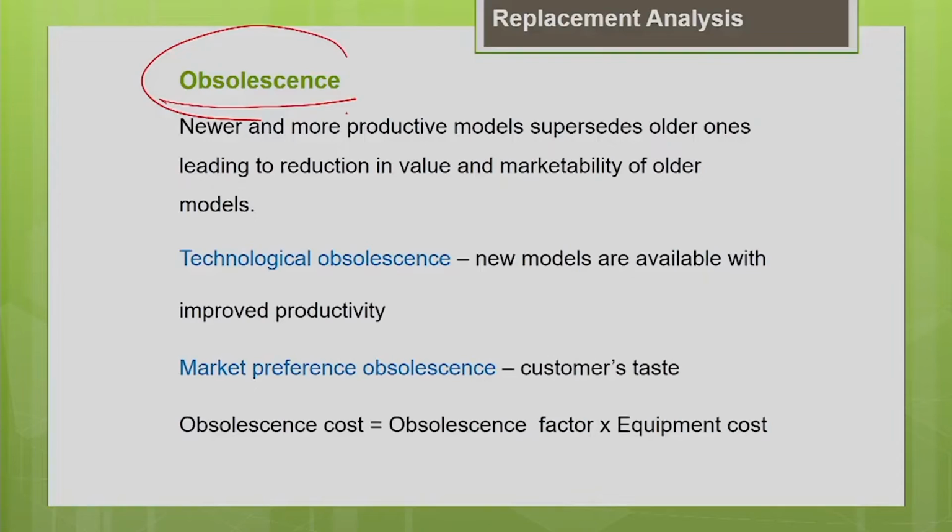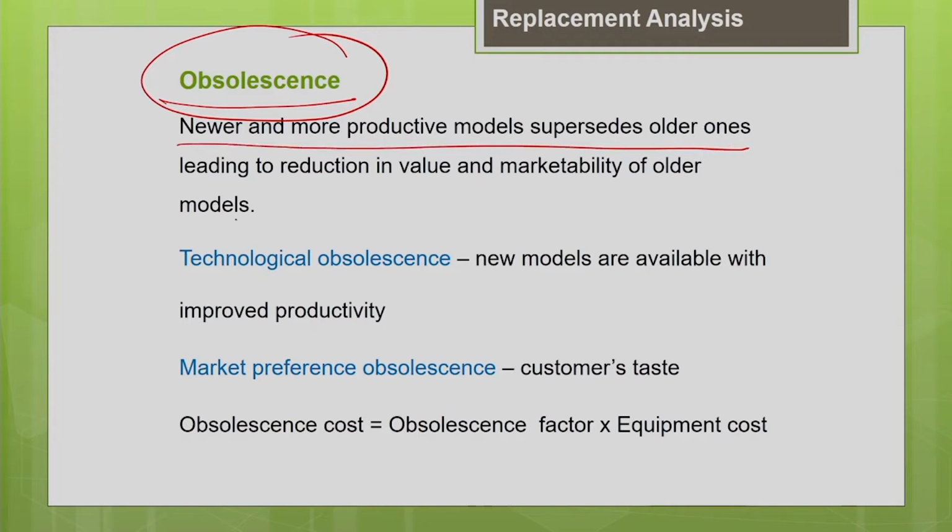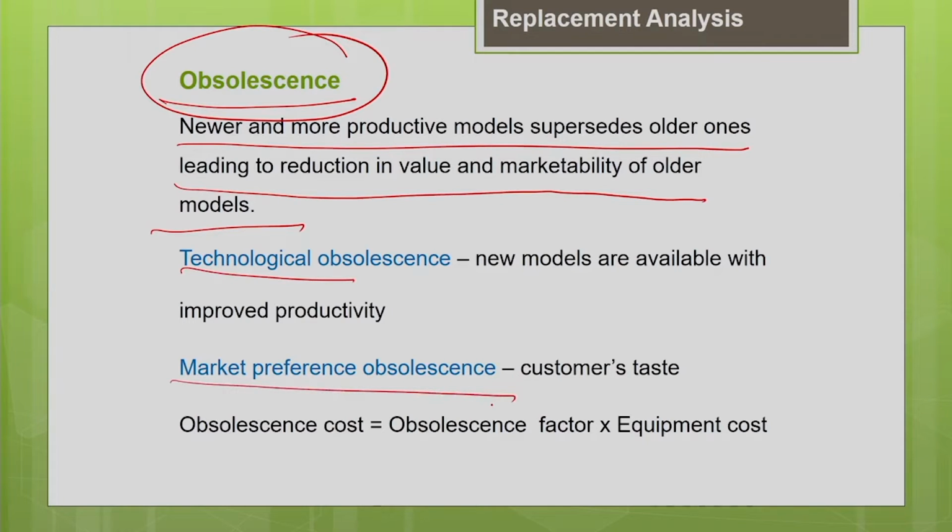That is called obsolescence cost. Newer and more productive models supersede the older ones, leading to a reduction in the value and marketability of the old machine. So obsolescence refers to the loss in value of the machine with time, due to depreciation as well as the loss in marketability of the machine. This obsolescence can be either technological obsolescence or market preference obsolescence.